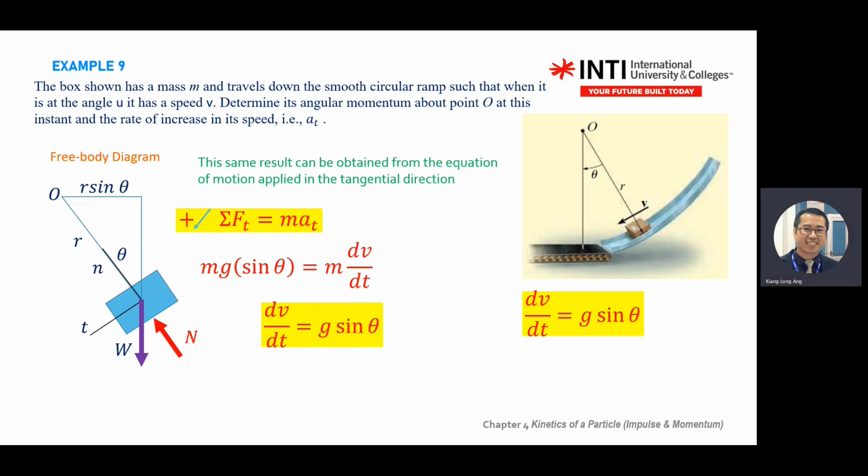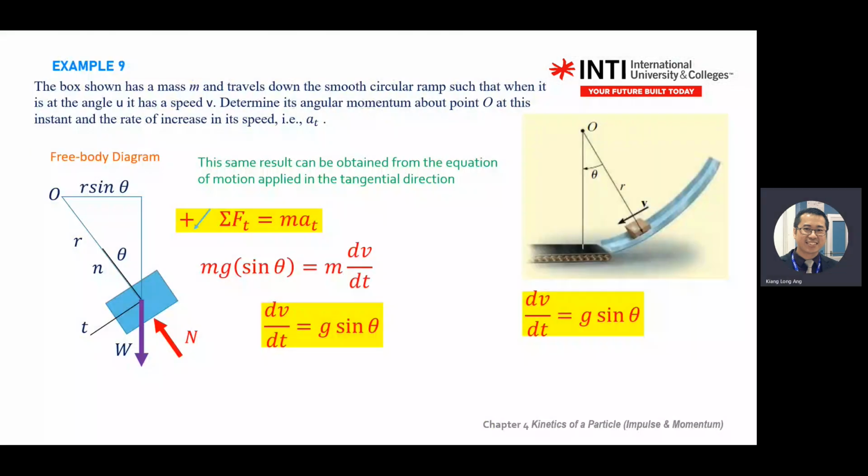So you get dv equal to g sine theta dt. You know that you have dv dt, you can integrate. So here you will get v2 minus v1, and this one you do integration. This one with the sine. So go back to the mathematics, and sine will become cos and so on.